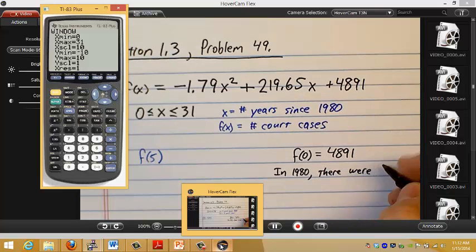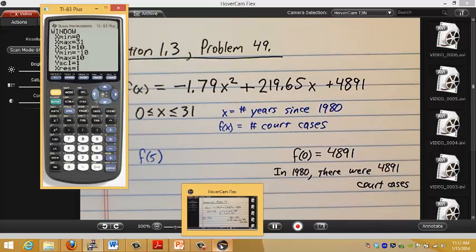In 1980, there were 4,891 what? Court cases heard. So 45 is a guess, but once you think for a little bit about an interpretation, you say, wait a minute, we don't want to have numbers that small. We're in the thousands. Are you guys with me?